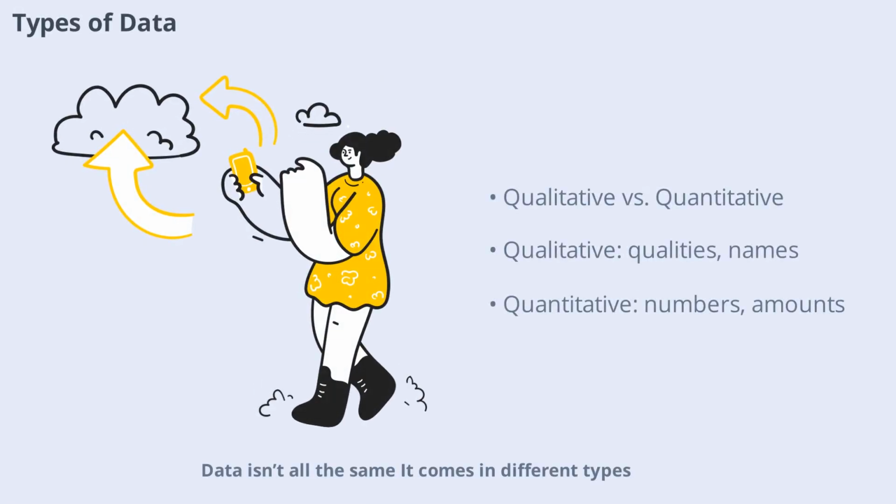Data isn't all the same. It comes in different types, each with its own characteristics. The two main categories are qualitative or categorical data and quantitative or numerical data. Qualitative data describes qualities or characteristics like colors or names. Quantitative data, on the other hand, deals with numbers and amounts such as age or income. Recognizing the type of data you're working with is crucial, as it determines which statistical methods you can use.